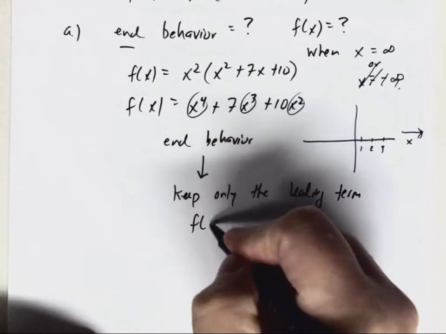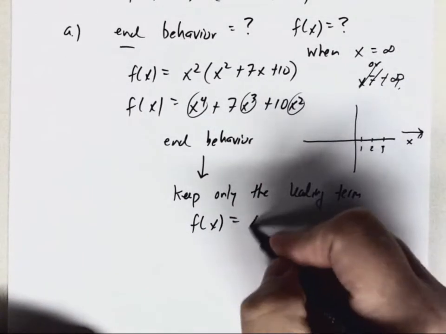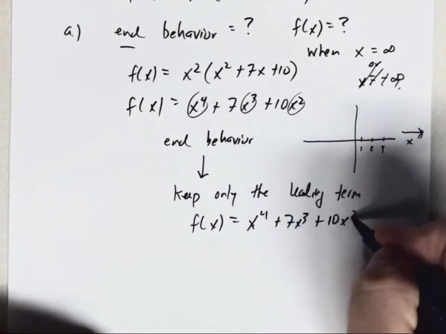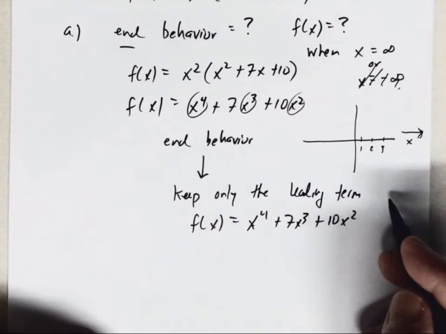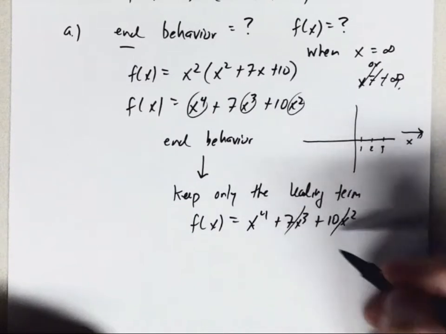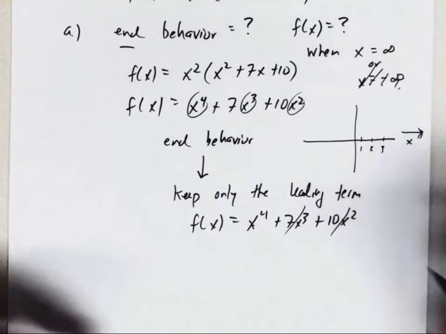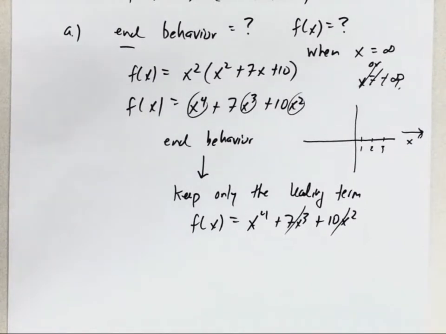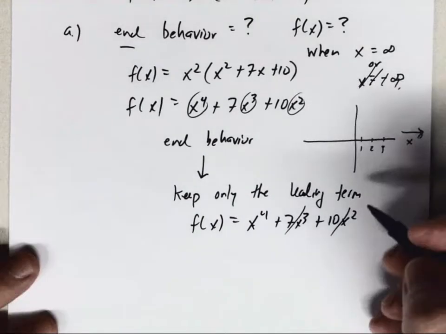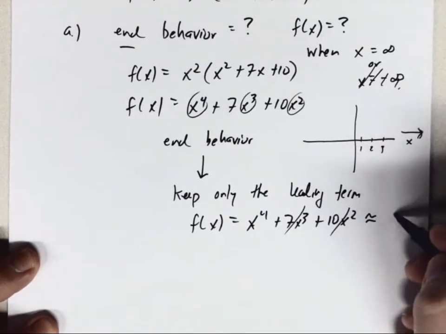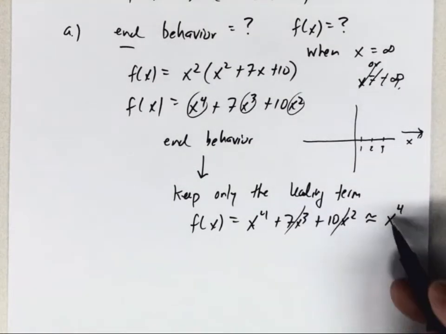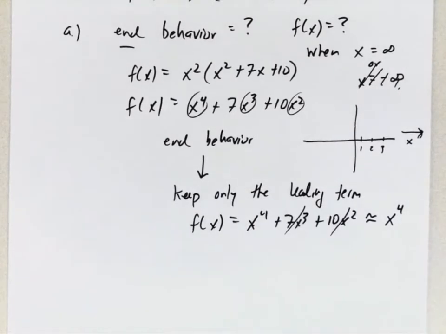So what you do is, here's what I have initially. When I say keep only the leading term, it is the term with the largest exponent. And I just basically say, you know what? I can just cancel those. When x gets really huge, these terms don't even matter anymore. So basically I can say my function, when x gets really huge, the end behavior, is really just x to the fourth.